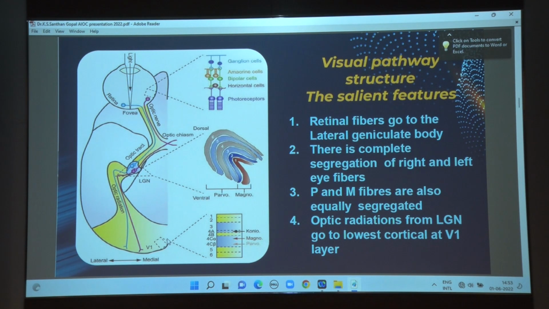Now, why am I telling you all these things? Because you need to understand where the problem is in amblyopia. Is it in the lateral geniculate body? Is it in the retina? Is it in the occipital cortex? If it is in the occipital cortex, where is it?